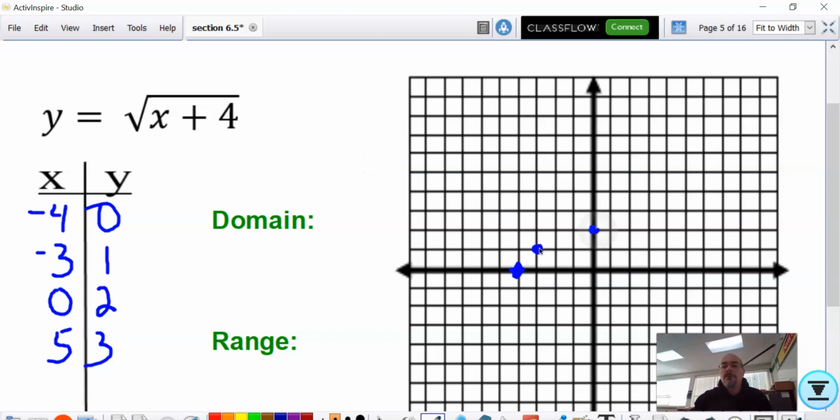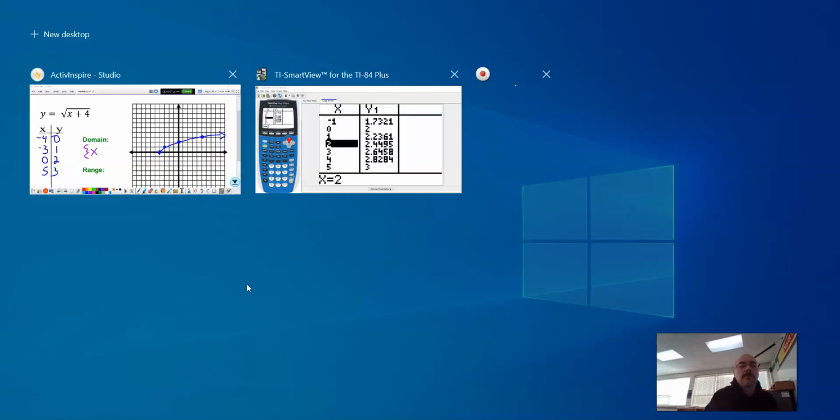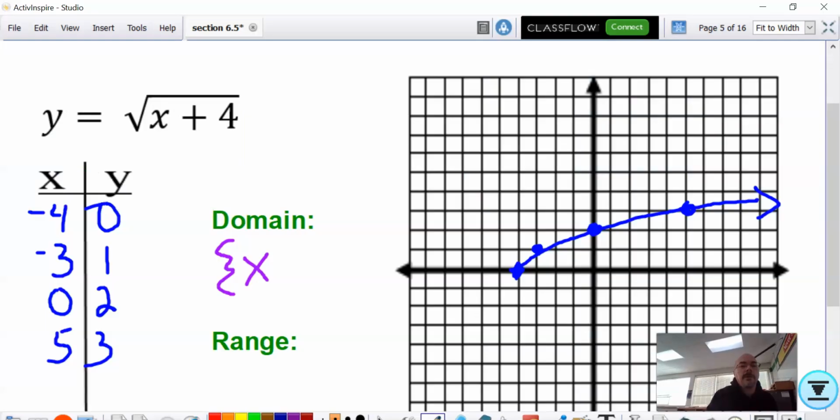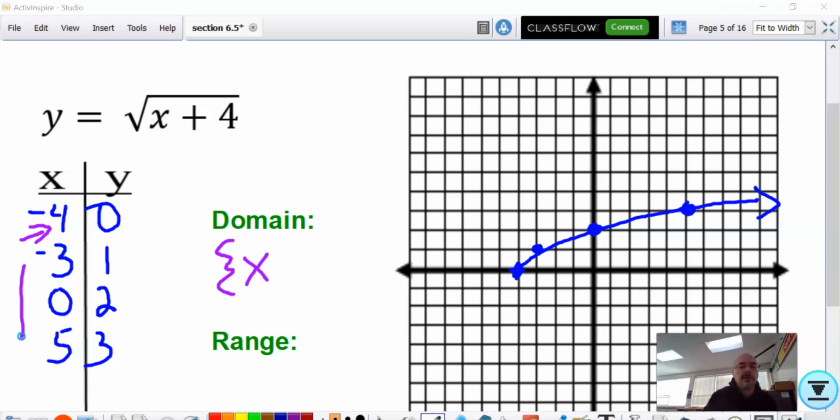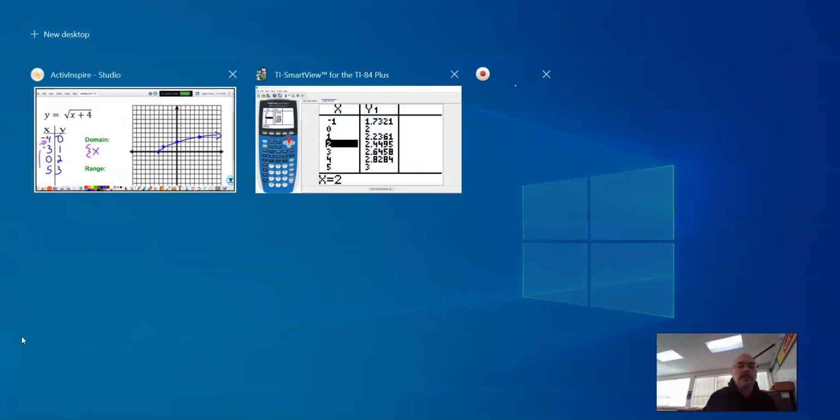Over 0, up 2. Over 5, up 3. All right, now that's what it looks like. Okay, now as far as the domain goes, ladies and gentlemen, look at where it starts. Sorry about that. It starts at -4 and then gets bigger. I get too close to the edge and then it does that. Sorry, folks. There it does it again.